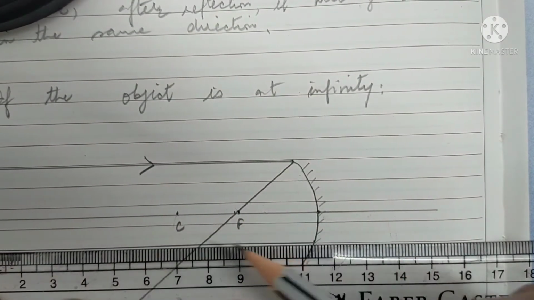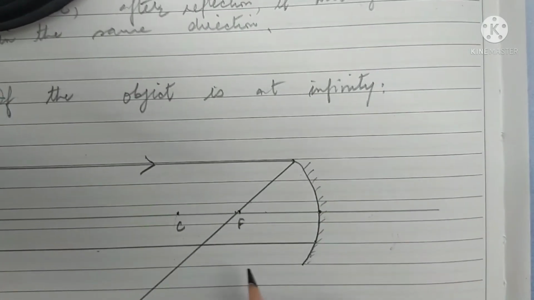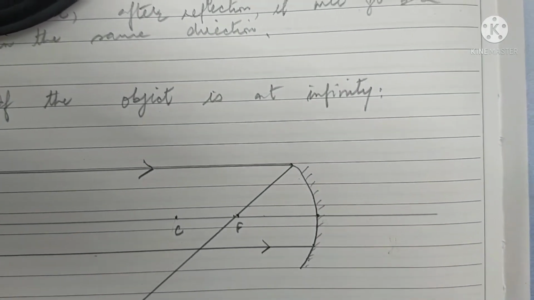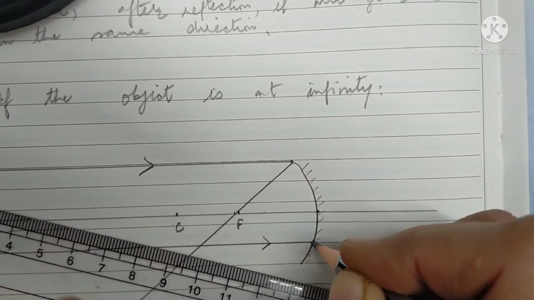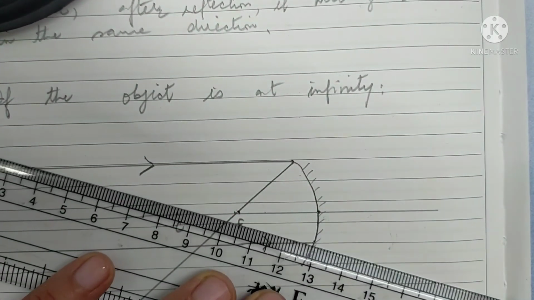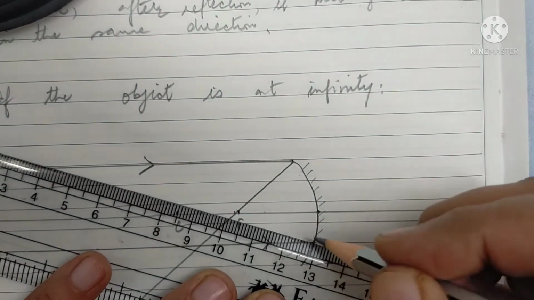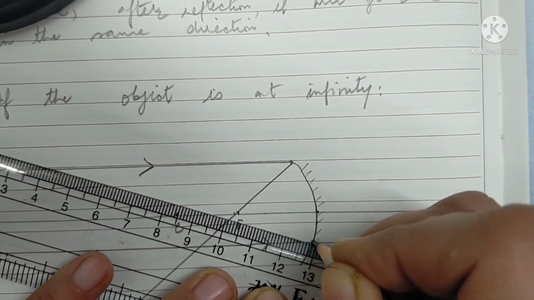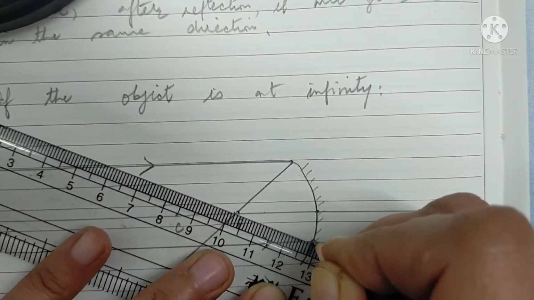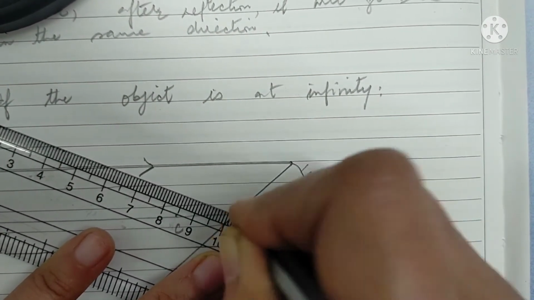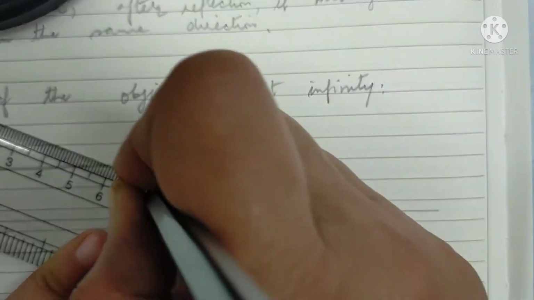Again, another parallel ray from the bottom of the object I'm taking. So it's parallel to the principal axis again. That means after striking the mirror, it will be reflected through the focus. So again I have to join this point where it is meeting the mirror and the focus. So here it is going back.